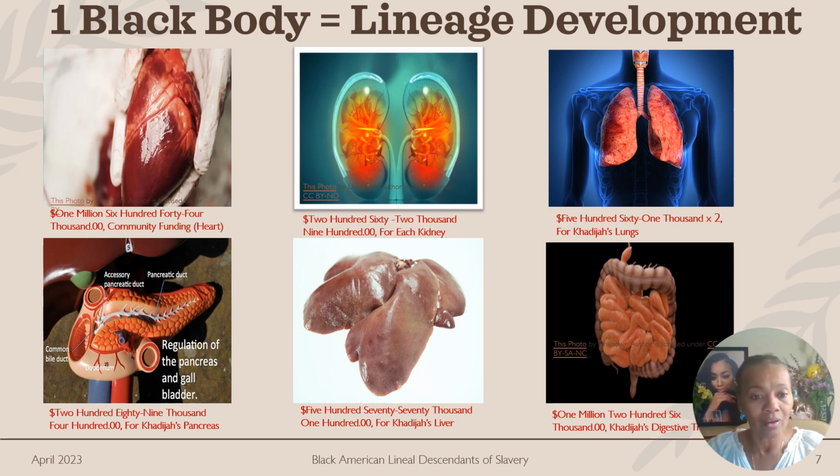So I got these numbers from a website that's connected to HHS. I put in my citation where I got these costs that the insurance companies pay for organ transplants. So for the lungs, it's $561,000, and that is for two lungs.